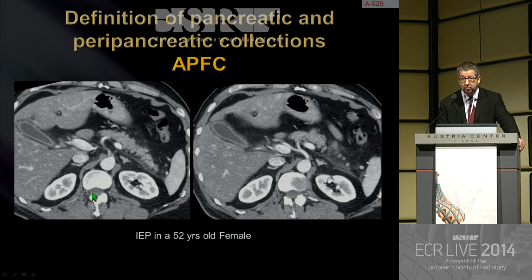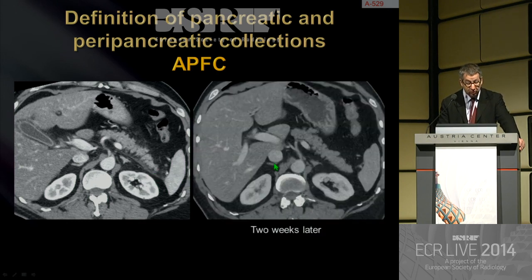This is an example of interstitial edematous pancreatitis in a 52-year-old female. Here you have something which clearly looks like APFC. It's strictly around the pancreas. It's homogeneous. It's a fluid density. It's confined to the normal planes. And the same patient 2 weeks later evolves to a normal CT appearance.